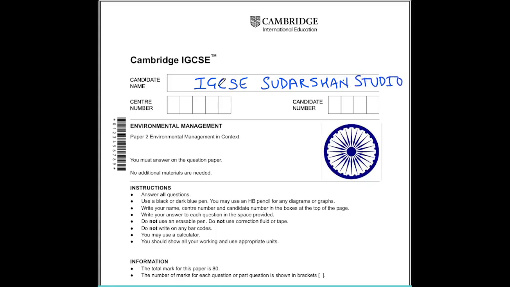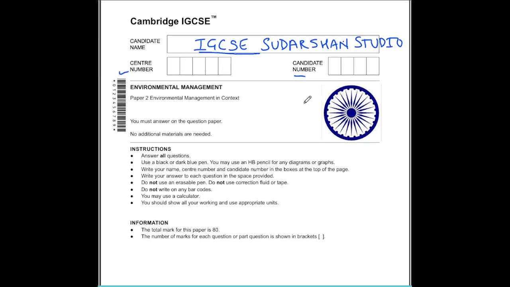Welcome to IGCSE Sudarshan Studio. Do write your center number very carefully, and the candidate number, which will be there on the mark statement. Then paper 2, I'm just reading out the instructions, which are very important. You also have to read very carefully. You need to answer all the questions. Use only a dark blue pen.